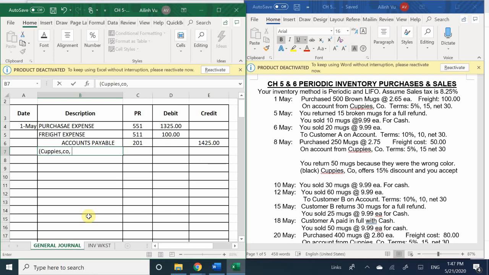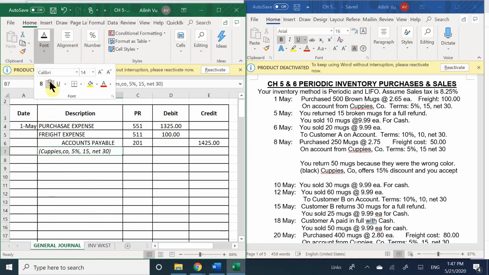Did they give us any terms or anything? Yes. What is it? 5%, 15, net 30. Okay. Good. There's my description. I guess it didn't take my italicized. There you go. Good. So where do we need to go now?